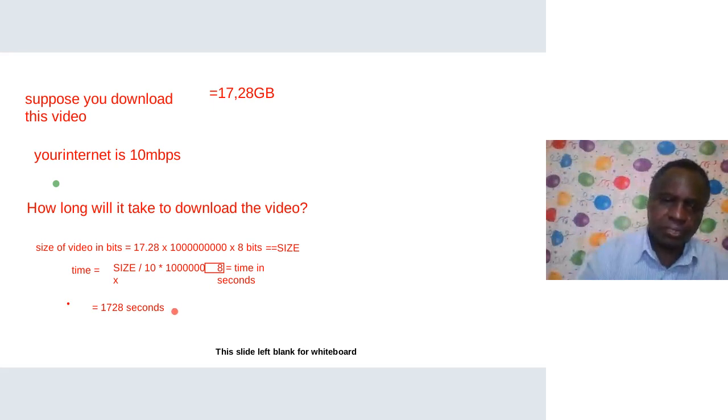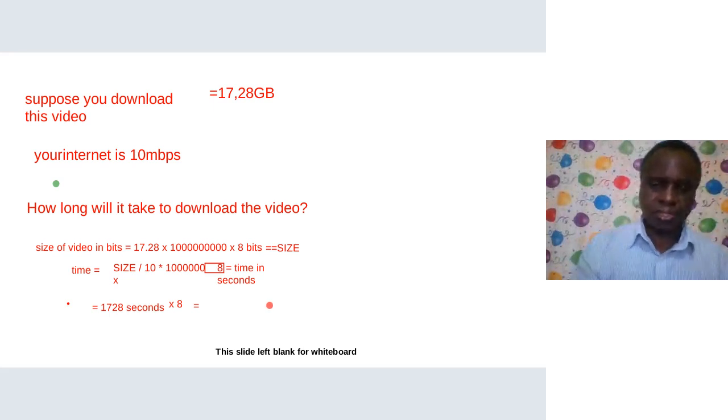And so this figure needs to be multiplied back by 8. So 1728 needs to be multiplied back by 8 so that we can have our figure. So the final figure, therefore, should be that multiplied by 8. You need to multiply that by 8 to get your final figure. I think you can do that for the sake of following this calculation.